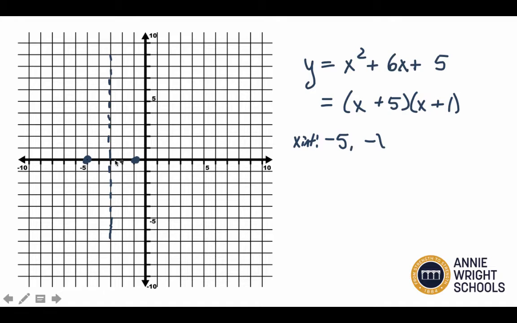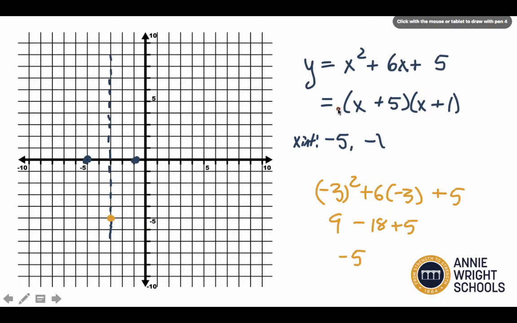So now what I could do is plug in that value of negative 3 into my original equation, get negative 3 quantity squared plus 6 times negative 3 plus 5. That ends up giving me 9 minus 18 plus 5. That ends up giving me negative 5. So now I know the vertex. Now the a value here is 1. So I could go from the vertex over 1, up 1, over 2, up 1, 2, 3, 4. Ooh, I must have made a mistake. Where is my mistake? Do you guys see it?